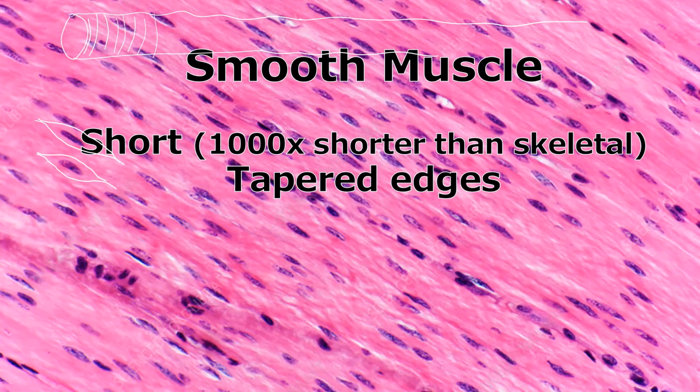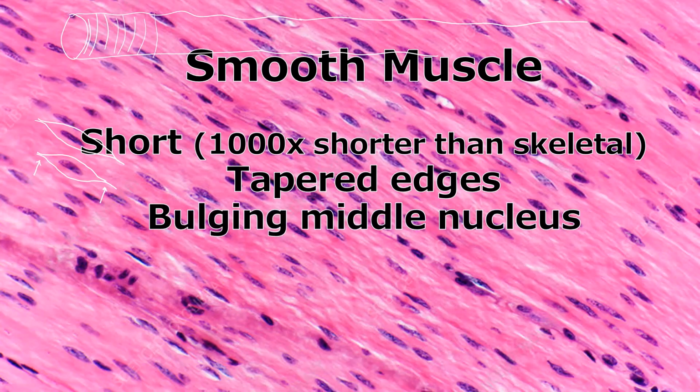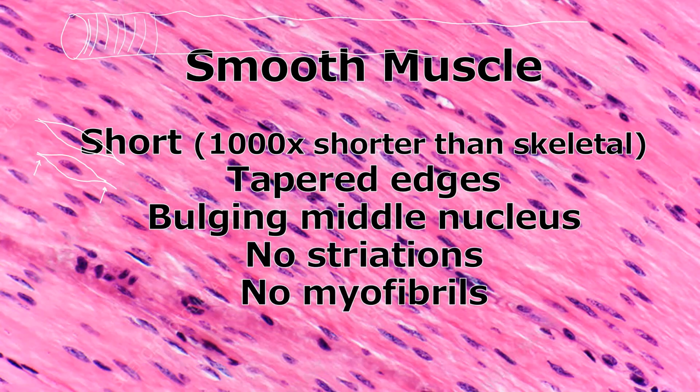They have tapered edges, that is, they have a bulging middle, and the edges taper off to a point on either side. And there's one single nucleus. Remember that skeletal muscle was multinucleate, so we should see a single bulging middle with the nucleus inside. Again, no striations here, and we're not going to see any myofibrils.